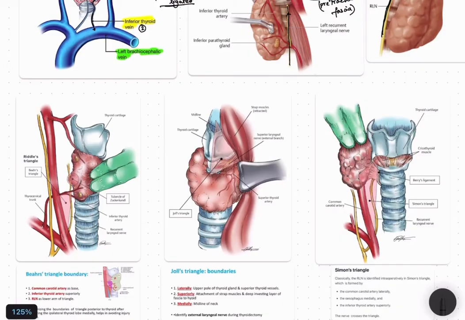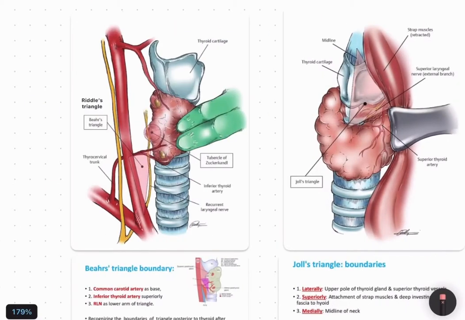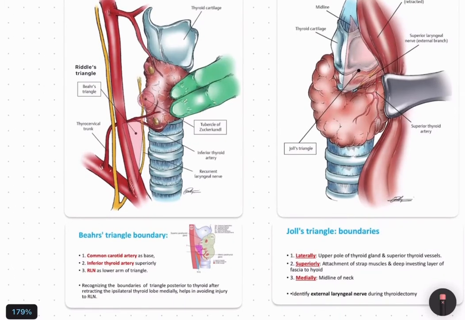So if you have not watched the first episode of the thyroid gland, please go to the playlist and search TFS-8. That is where we have discussed the surgical anatomy of the thyroid gland. So the first triangle that we are going to discuss here is Beard's triangle.